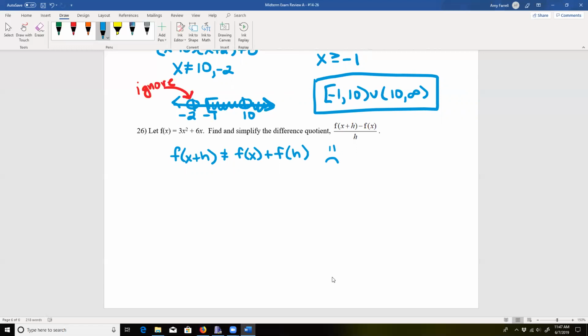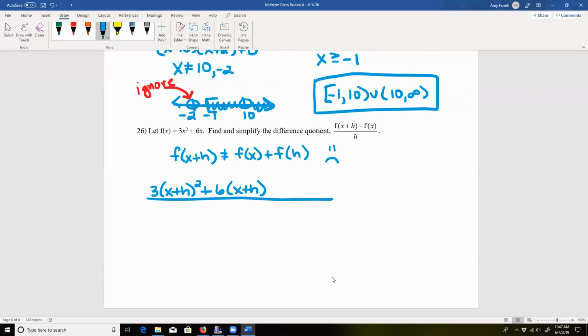We need to substitute x plus h into the function for x. Okay, so I'm going to have a big fraction here. So f of x plus h would be 3 times the quantity x plus h squared plus 6 times the quantity x plus h. So that's this f of x plus h part. I took x plus h and substituted it into the function for x.